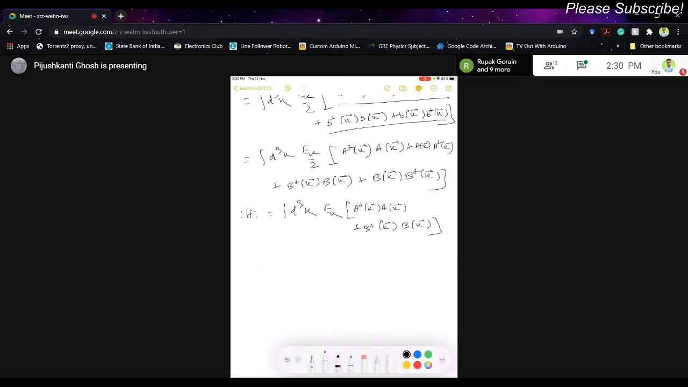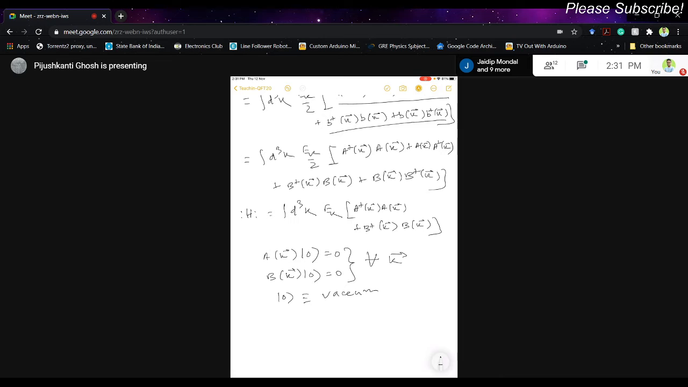I define vacuum as A_k|0> = 0, B_k|0> = 0 for all k. Okay, so this is very important: only when these two equations hold simultaneously can we identify |0> as the vacuum.